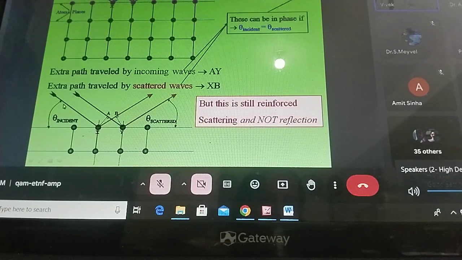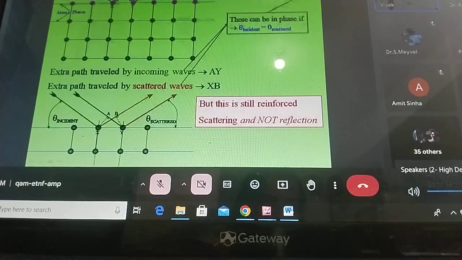So this is the incident angle, this is the scattered angle, but this is still reinforced scattering and not reflection. So we cannot call this reflection either. If we are getting a strong peak, it is due to scattering, in-phase scattering. So this is Laue's picture.